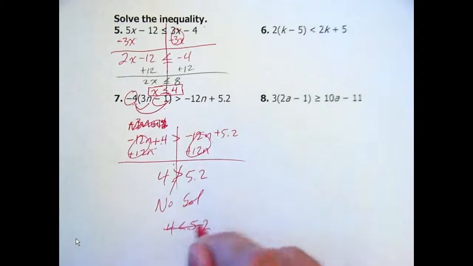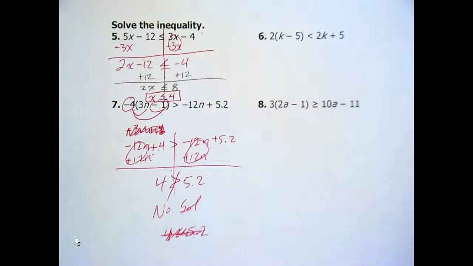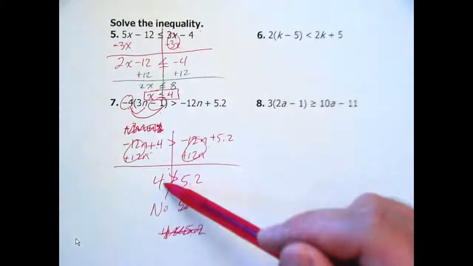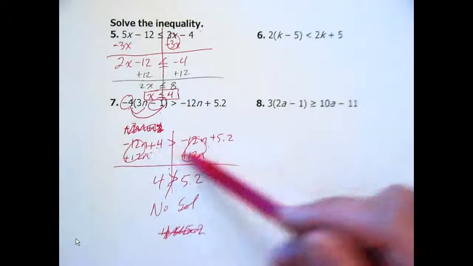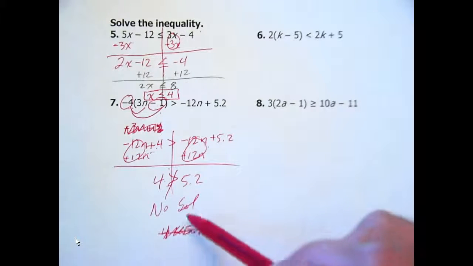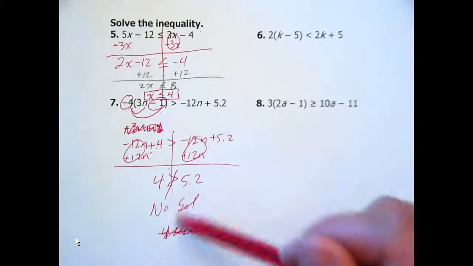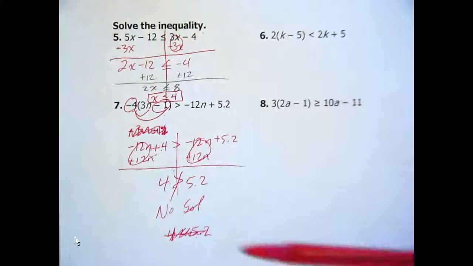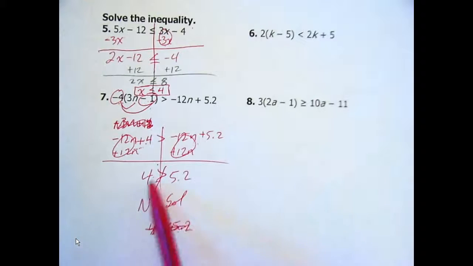If your answer is going to be no solution, like how you added the 12 and then left the number out, if you can recognize right here that 4 is greater than 5.2, it's no solution. But remember, if it says 4 is less than 5.2, that's infinitely many. Just because the variable cancels out doesn't mean it's no solution. You've got to be able to read that final statement and see if it's true or false. Okay?